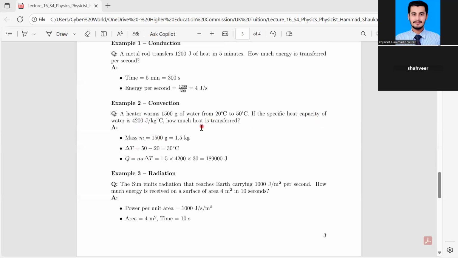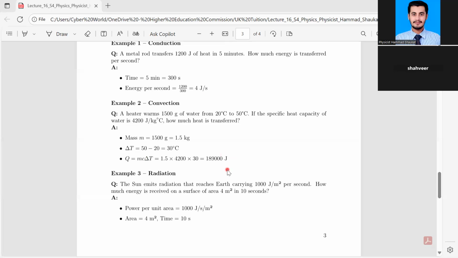So you have to find heat, and you know what is the formula for heat? Q is equal to mc delta T. Here m is the mass, c is the specific heat capacity, and delta T is the change in temperature. All the things are mentioned, so just putting the values of mass, specific heat capacity, and change in temperature, you will get your answer, which is 189,000 joules, because you know that the SI unit of heat is joules. We can measure heat in joules.